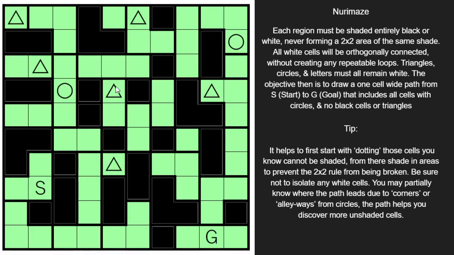So you can see all of the unshaded cells are orthogonally connected with one another. There are no loopable areas. So basically, it's just one path from the S to the G, not going through any of the triangles or any of the dark cells.